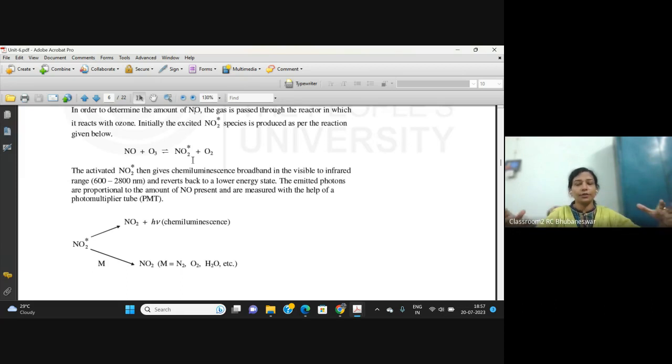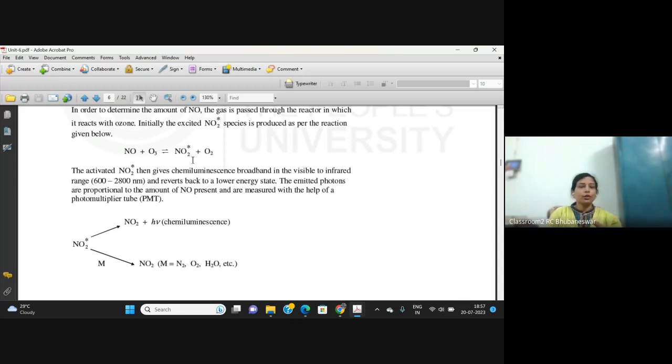When it relaxes and comes to the ground state after the excitation, it releases a certain amount of photons, some radiation. It need not always be true that a molecule absorbing certain radiation and getting excited will emit radiation. No, there may be heat dissipation also. That is why we say some molecules are luminescent in nature, some are fluorescent in nature, not all.